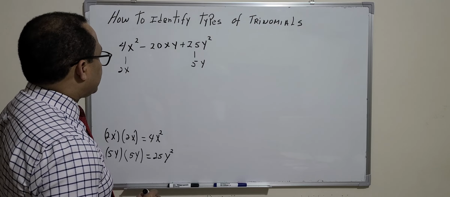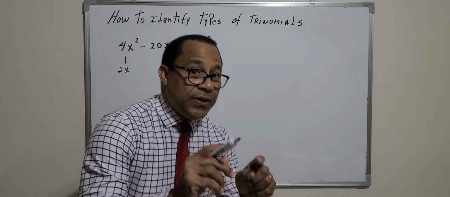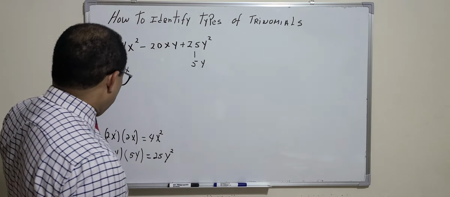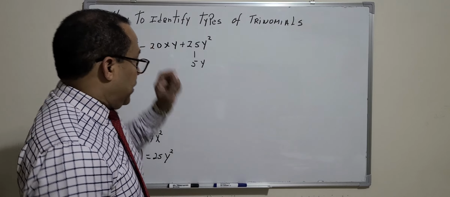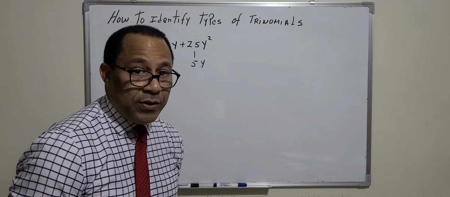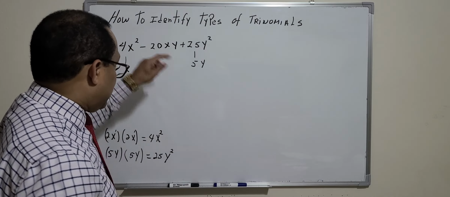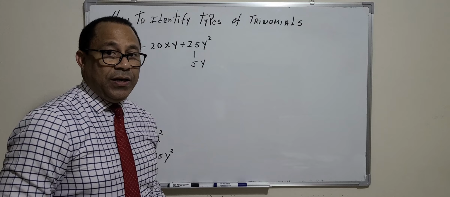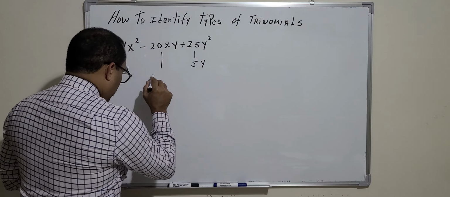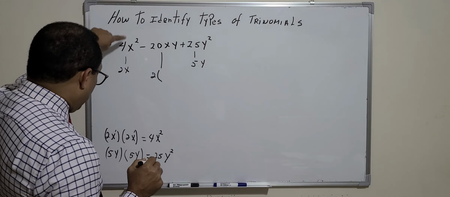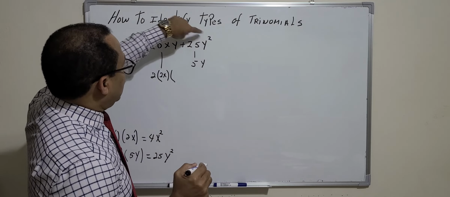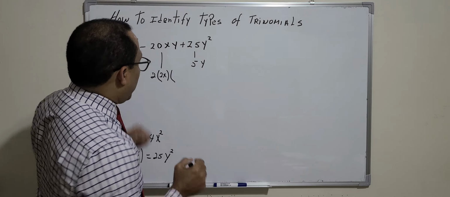The second term. If the second term is 2 times the square root of the first term times the square root of the third term, if I get the same result as the second term, then I know the name of this trinomial, and that name will be perfect square trinomial. Let's see. 2 times the square root of the first term, which is 2x, times the square root of the third term, which is 5y.